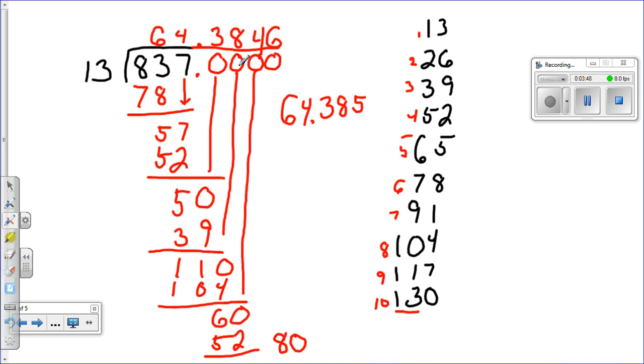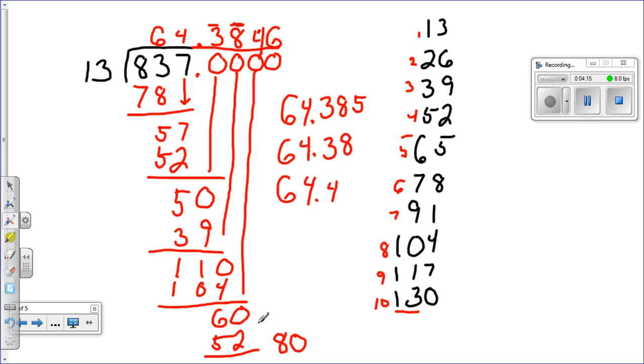Let's say we want to go to 2 decimal places. If we want to go to 2 decimal places, that means we're going to stop at the 8. But since this 4 is less than 5, we'd be rounding down. So if it was asking for 2 decimal places, 64.38. What if they wanted 1 decimal place? Well, 1 decimal place, we're looking at the 8 and the 3. The 3 is telling us, hey, to the right of me, is that bigger than 5? Oh, yes, it is. So if we need to go to 1 decimal place, we'd get 64.4.